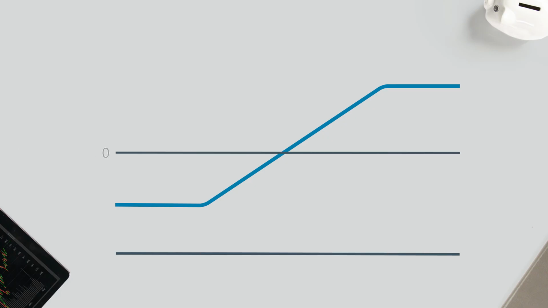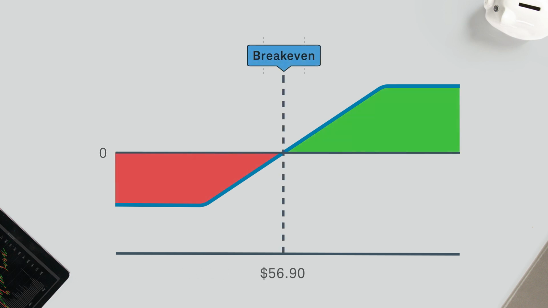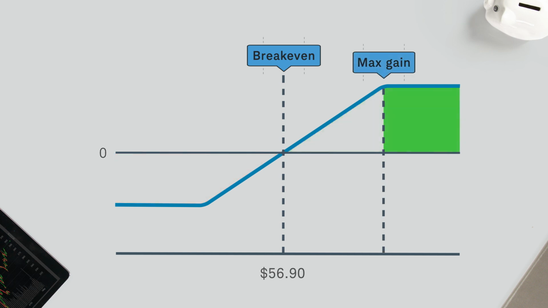Let's get a quick reminder of what the long call vertical risk profile looks like. That long call is your main driver, and you'll want the underlying to stay above that line plus the cost of the trade. So in order for this trade to be profitable, you'll need the underlying to stay above $56.90, or the long call strike price plus the cost to enter the trade. The max gain for this trade would be $310 at expiration, which is the spread between the 2 strikes minus the cost to enter the trade.